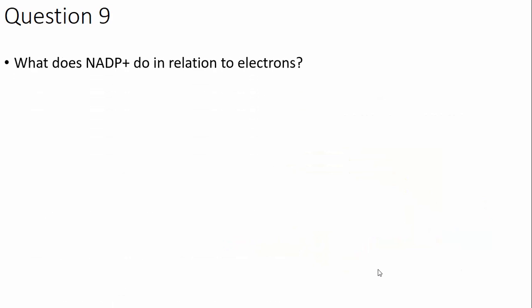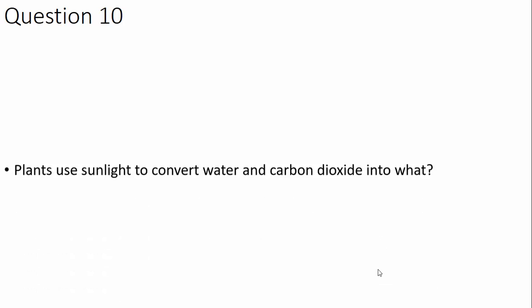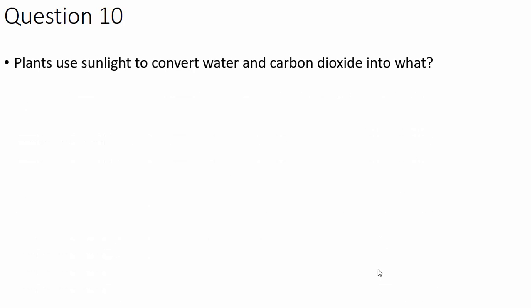Number 9. What does NADP positive do in relation to electrons? Very easy question here. It's an electron carrier. It carries electrons. Pretty simple. All right, number 10. Plants use sunlight to convert water and carbon dioxide into what? Oxygen and high energy sugars.